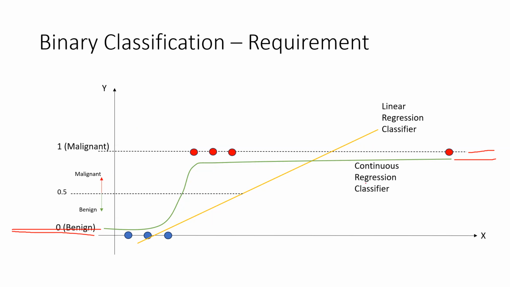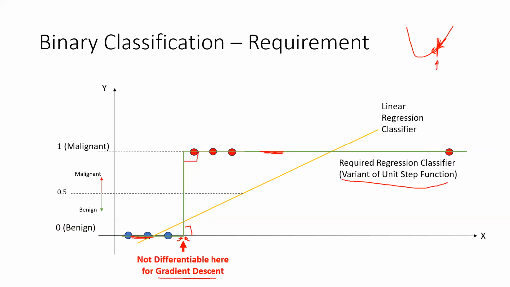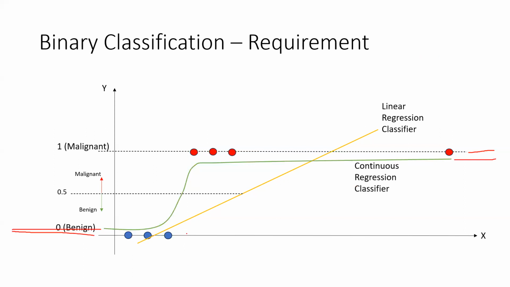Because of this, this green line is said to be continuous, and it is differentiable. In other words, in simple terms, the slope is defined at all the points of this green line. Because of that, you can apply the gradient descent algorithm for this new green line, right? So because of this reason, instead of the unit step function, we can use this new green curve, which is an approximation for the unit step function.